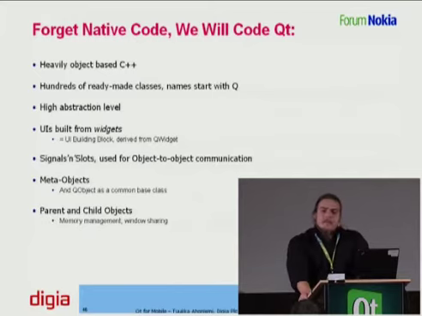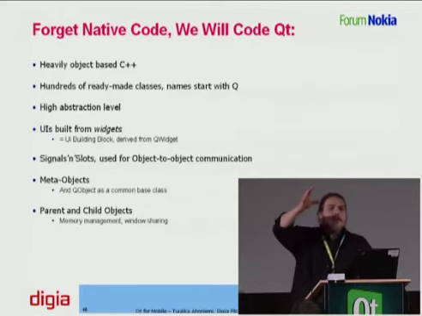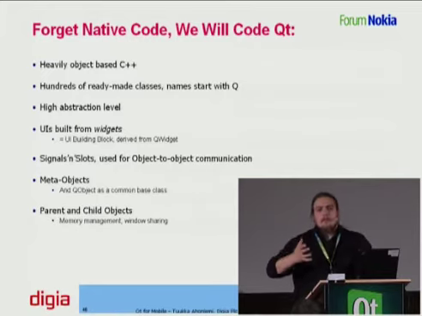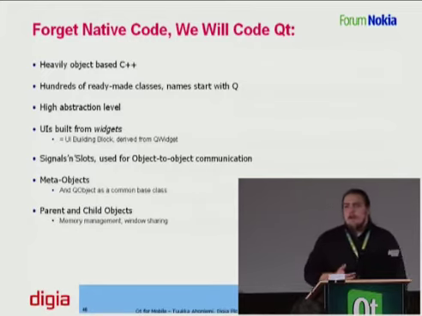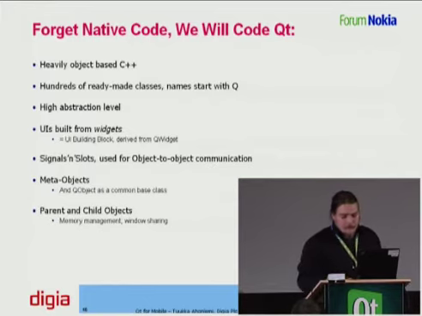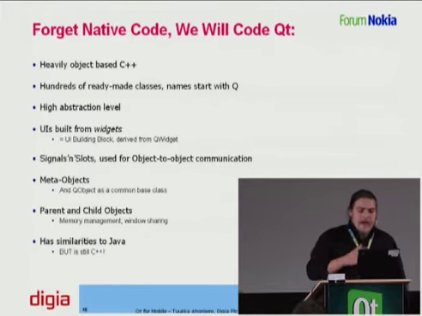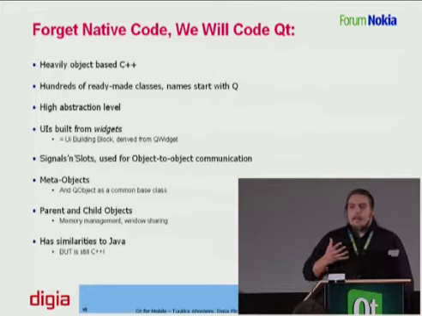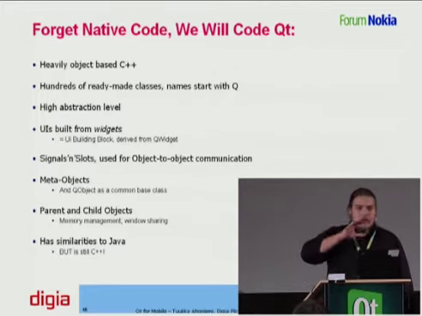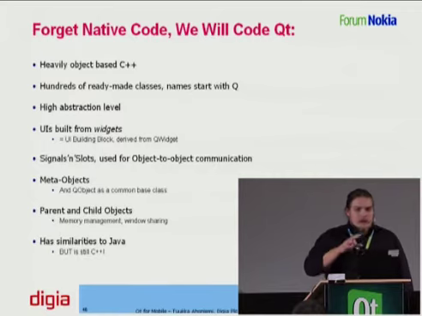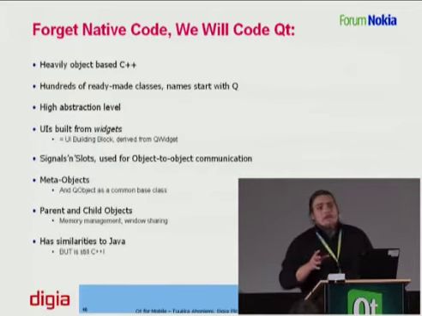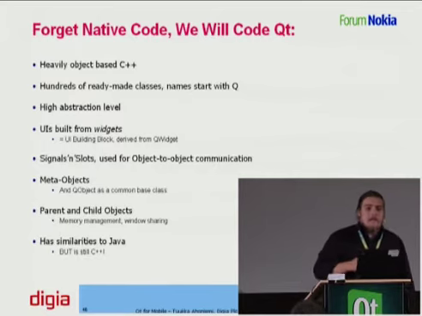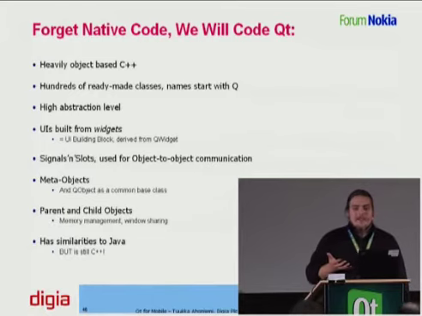You have ownerships being transferred to other objects. So there are parent objects that are responsible for deleting their children. And that's what the majority of Qt memory management is based on. So, in a way, Qt adds things that you might have seen in Java, for instance, to C++, but it is still C++. It doesn't have garbage collection.